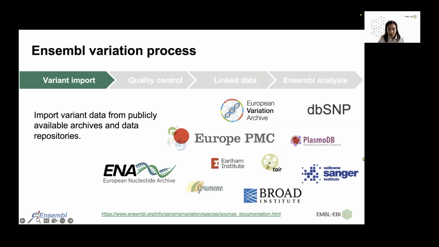In the first step, we import variation data from a publicly available archive or source, and we search variation data from a number of different databases. The logos that you see here are just a number of those databases where we import the data from. But in general, we take variants from the European Variation Archive or the EVA, or any species-specific projects and collaborations.